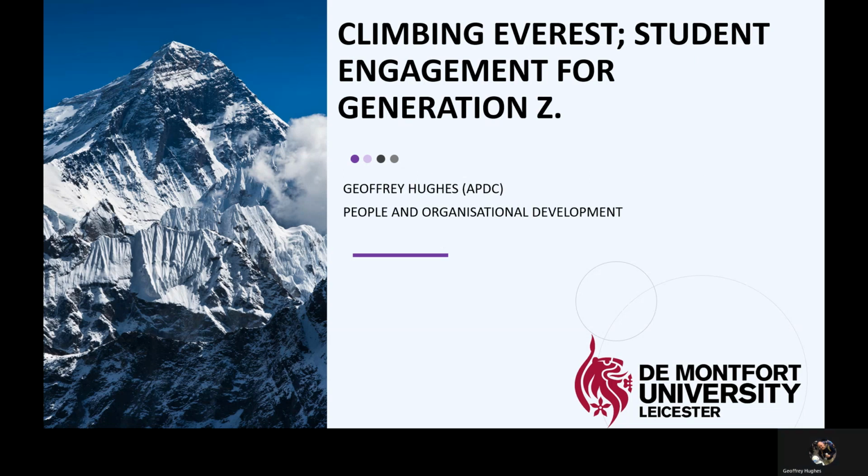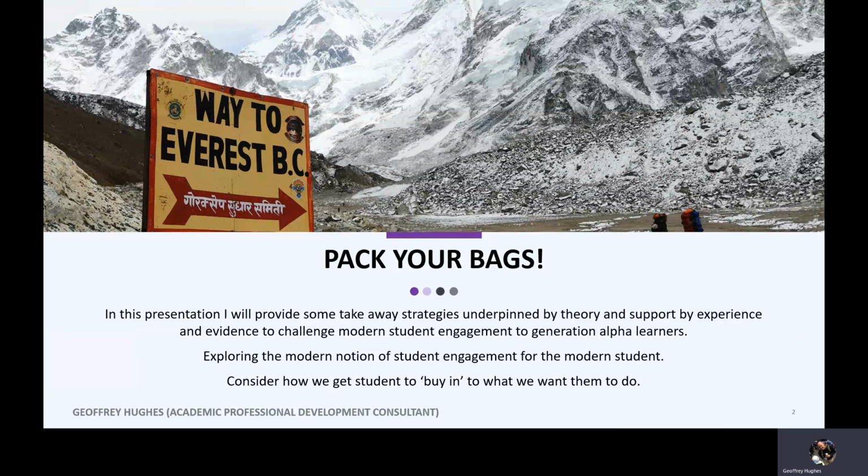So the idea behind the analogy of Everest is to try and replicate the size of the challenge that we face in higher education and within a learning context attached to student engagement, because this is a huge concept. So hopefully this presentation will go some way to provide some takeaway strategies, underpinned by theory, that are going to support experience and evidence to challenge the modern student engagement of Generation Z students and Generation Alpha students.